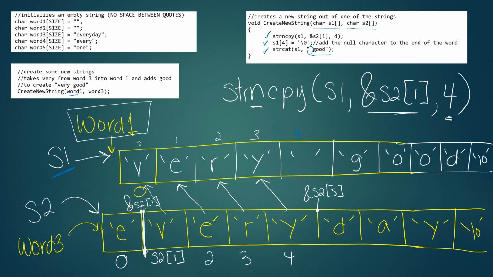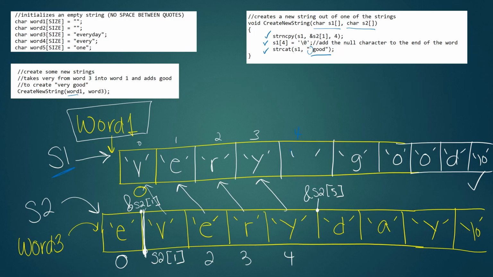So when you use strncpy, it doesn't automatically put the null character there, but when you use strcat or strncat, it will automatically add the null character. So the functions that automatically add the null character are strcpy, strcat, and strncat. But strncpy does not automatically add the null character.